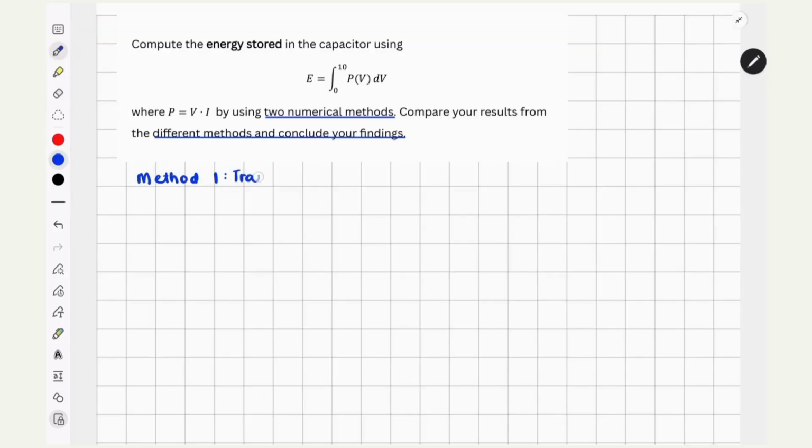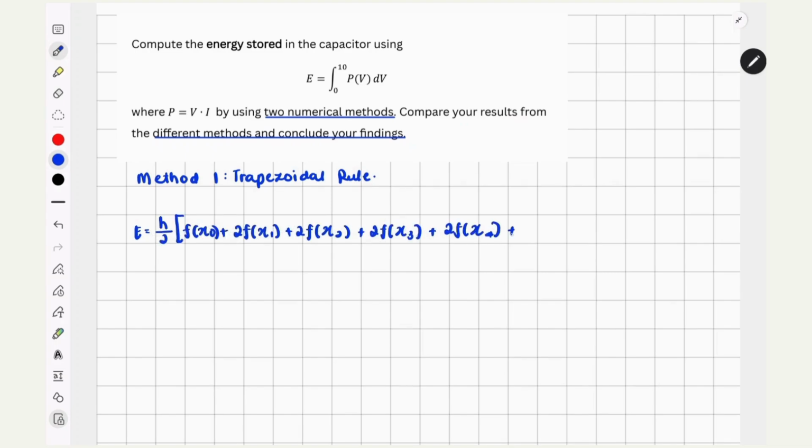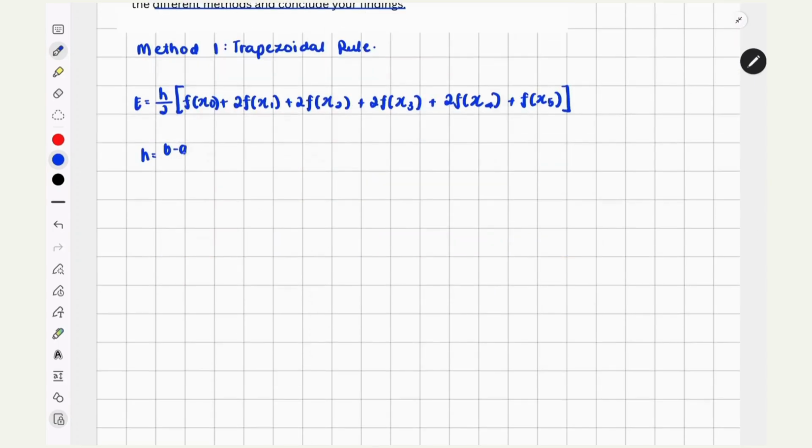For question number 2, the first method is the trapezoidal rule. The formula is E equals h over 2 times f(x0) plus 2f(x1) plus 2f(x2) plus 2f(x3) plus 2f(x4) plus f(x5), and h is equal to (b minus a) over n.